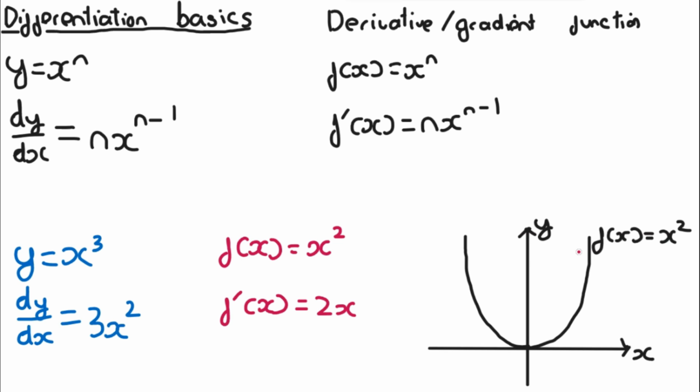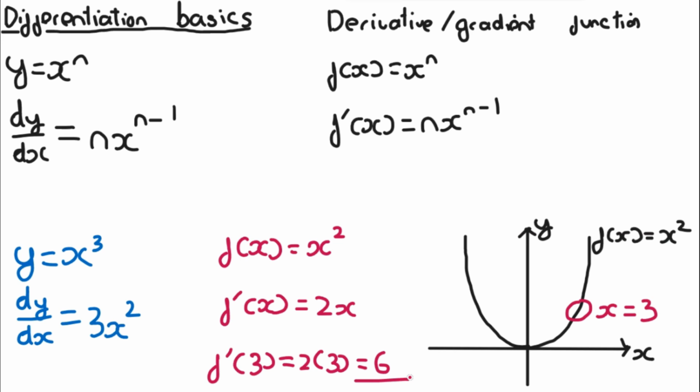So what does this actually mean and do? Well, what it does is it allows us to find the gradient at a specific point. So for example, let's say that we wanted to find the gradient at x is equal to 3. Well, what we can do is just plug 3 into this formula: f dash of 3 is equal to 2 times 3, which is equal to 6. So therefore, this tells us that the gradient when x is equal to 3 is equal to 6.